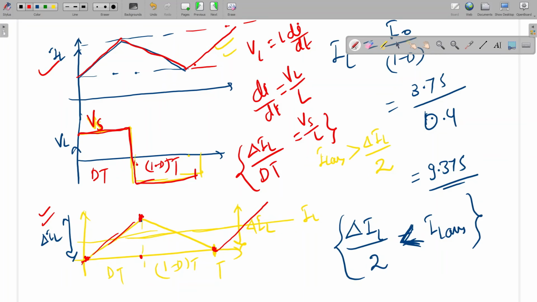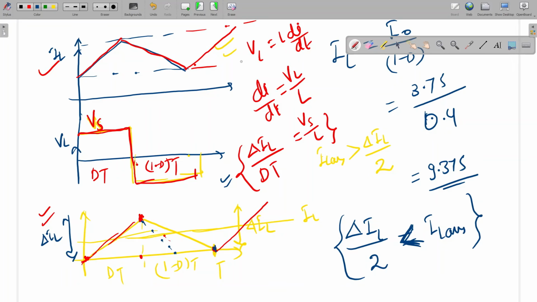Okay, charging starts here, this is dt, it will discharge just at the total time period. If it discharges before this point, it will be called discontinuous. If it is discharging up to here, then it is the boundary of continuous and discontinuous. So I'm going to calculate the boundary condition.